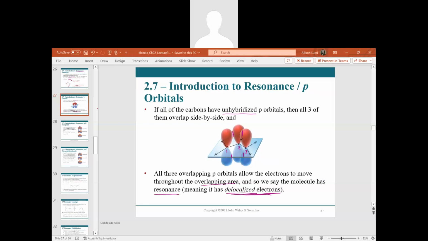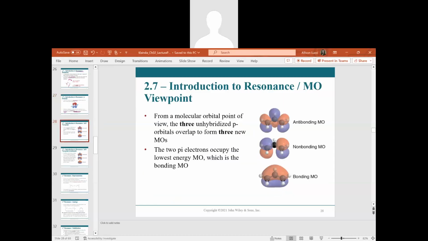We'll look at this depiction in a Lewis structure form in a couple slides, but that's the resonance that you may recall from general chemistry, where we show two correct Lewis structure depictions that are incorrect individually, to show a hybrid or model of what is correct.